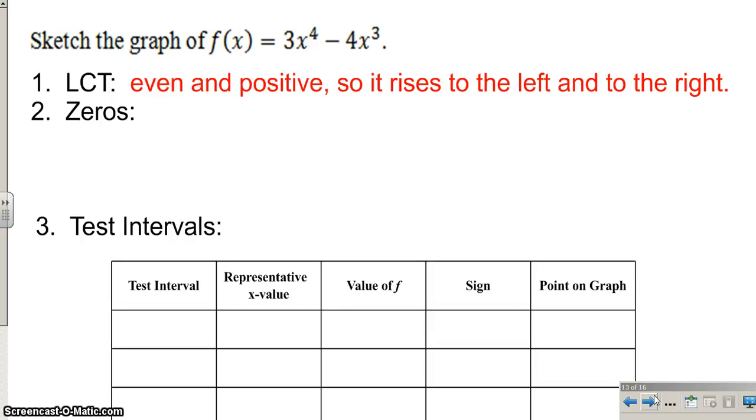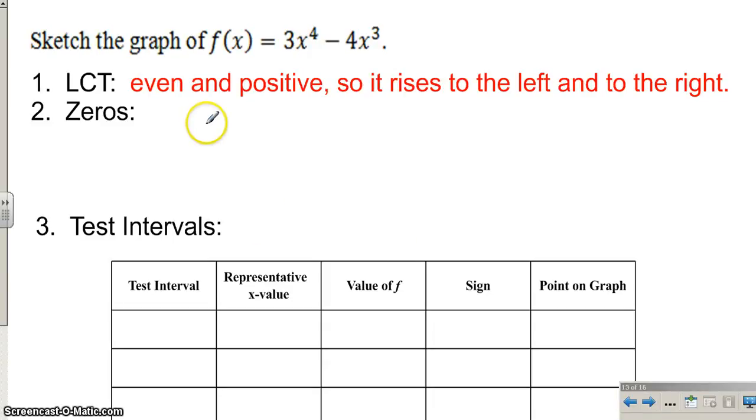All right, last page here. We have, if you're trying to sketch this function, 3x^4 - 4x^3, the leading coefficient test tells us that it has an even degree, positive leading coefficient. So that means it's going to rise to the left and rise to the right. It's going to rise in both directions.